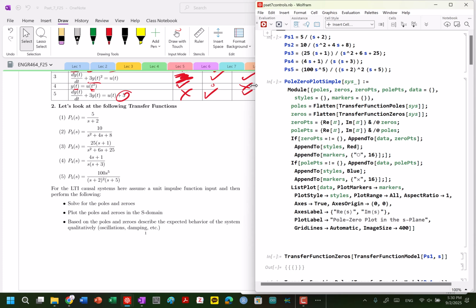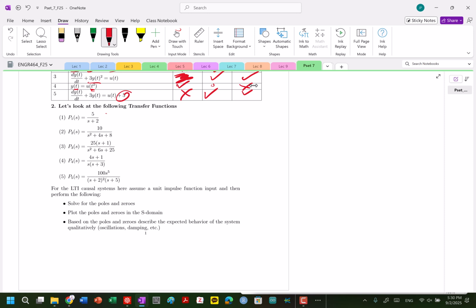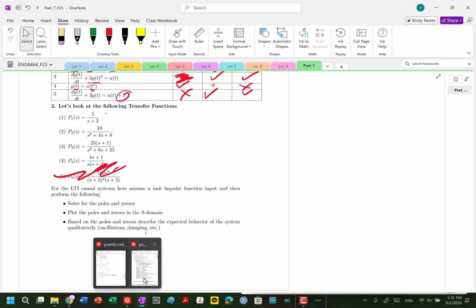So let's look at the following transfer functions, and we're asked, for all systems that are LTI, so that are indeed causal. And so actually, let's look at this. So this looks okay. Again, we need the denominator to be of higher order than the numerator. So we're not even going to touch this one. So already, I'm not going to do work for this function. So we need to solve for the poles and the zeros. We need to plot the poles and the zeros in the s-plane. And based on it, let's qualitatively talk about what the system's going to look like.